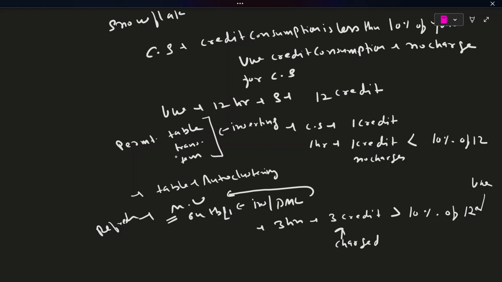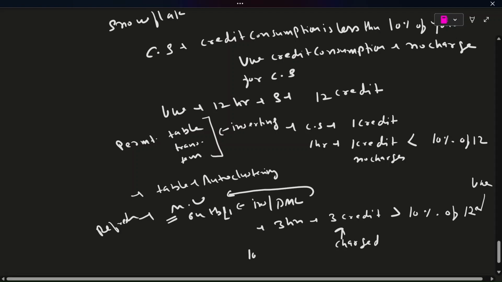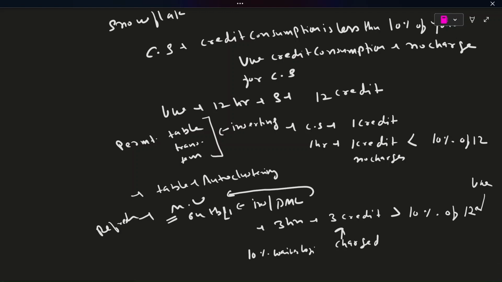So this is the calculation for cloud services. For cloud services, there is a 10% waiver logic which applies only when your cloud service consumption remains below 10% of your virtual warehouse credit consumption. In that case only you are going to get the discount. Otherwise you will not get the discount.